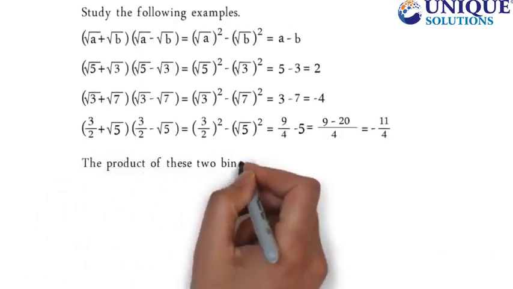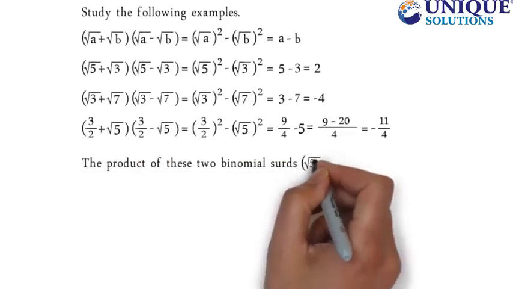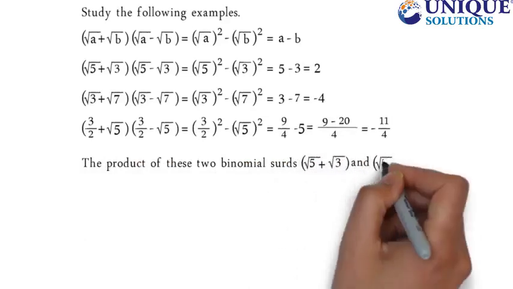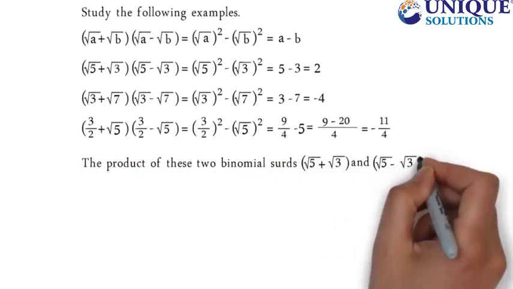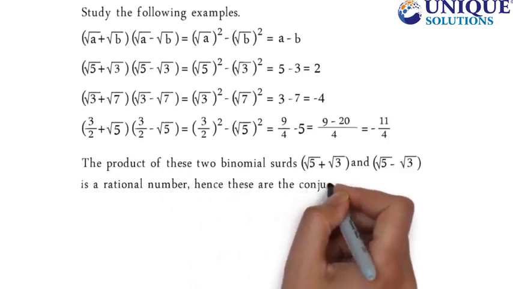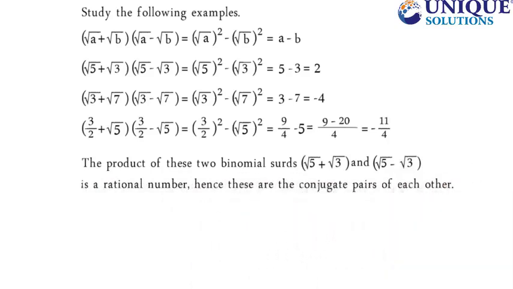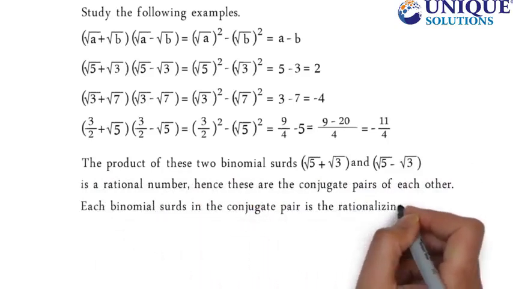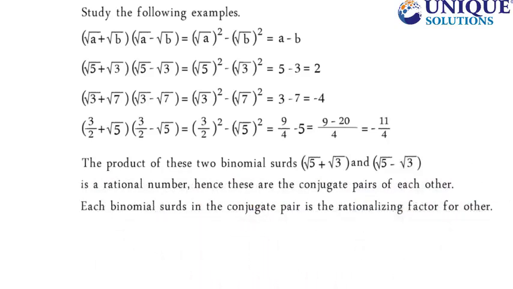The product of these two binomial surds, square root of 5 plus square root of 3 and square root of 5 minus square root of 3, is a rational number. Hence, these are the conjugate pairs of each other. Each binomial surd in the conjugate pair is the rationalizing factor for the other.